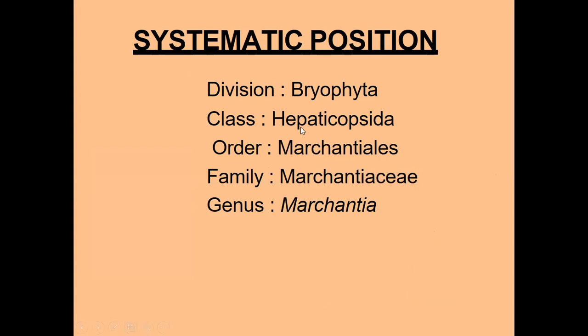Okay. So when we talk about the systematic position, that is the classification of Marchantia, it belongs to the class Hepaticopsida, order Marchantiales, family Marchantiaceae, and Marchantia is the genus. So why is it called Hepaticopsida? This is an important question from the exam point of view.